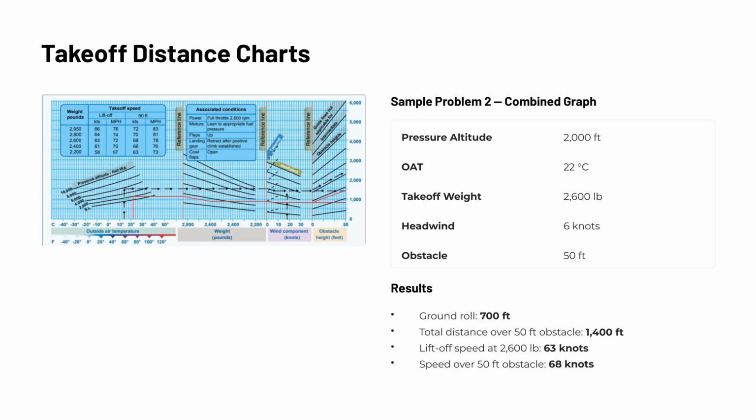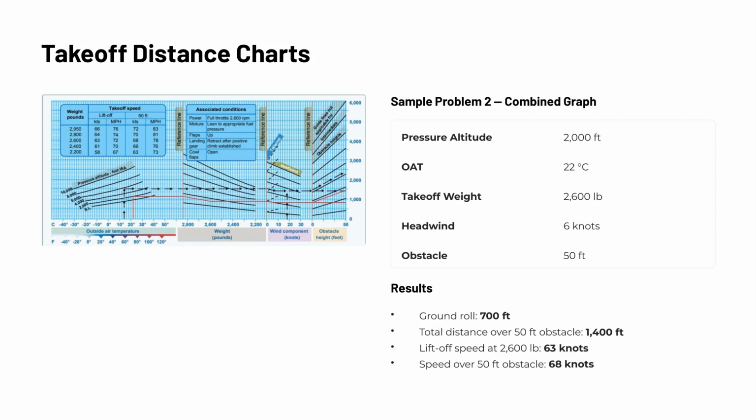Let's work through a second sample problem using the combined takeoff distance graph. For this scenario, we have a pressure altitude of 2,000 feet, an outside air temperature of 22 degrees Celsius, a takeoff weight of 2,600 pounds, a headwind of 6 knots, and we need to clear a 50-foot obstacle. Entering the graph with these conditions, we arrive at a ground roll distance of 700 feet. To clear the 50-foot obstacle, the total distance required increases to 1,400 feet.